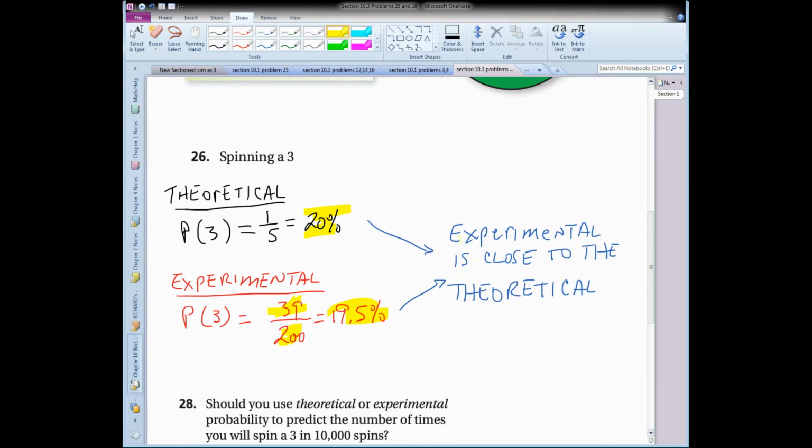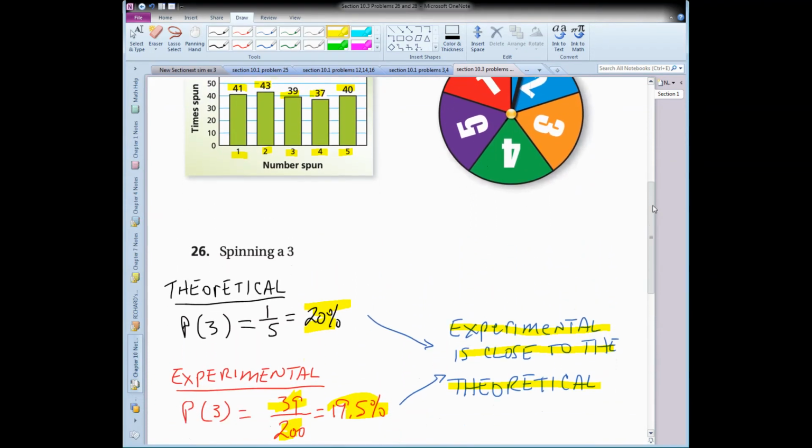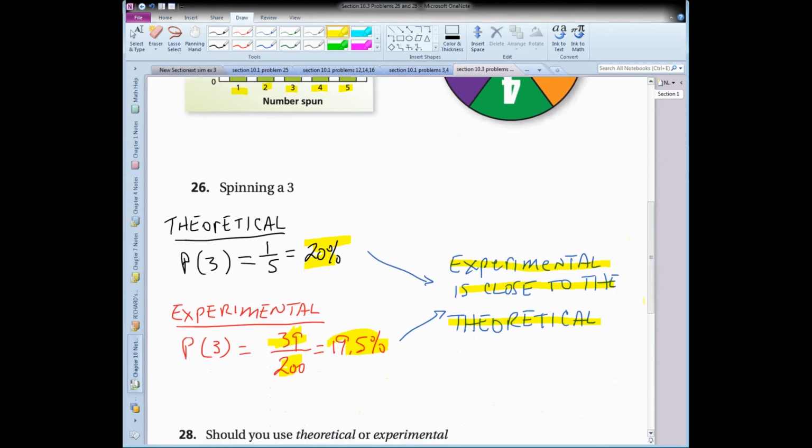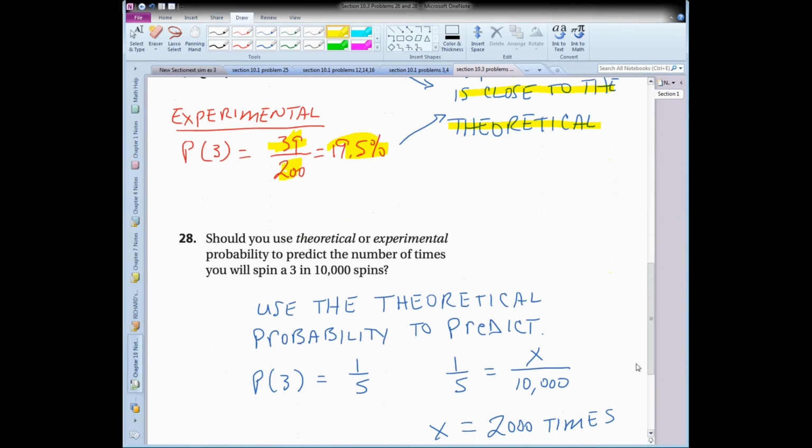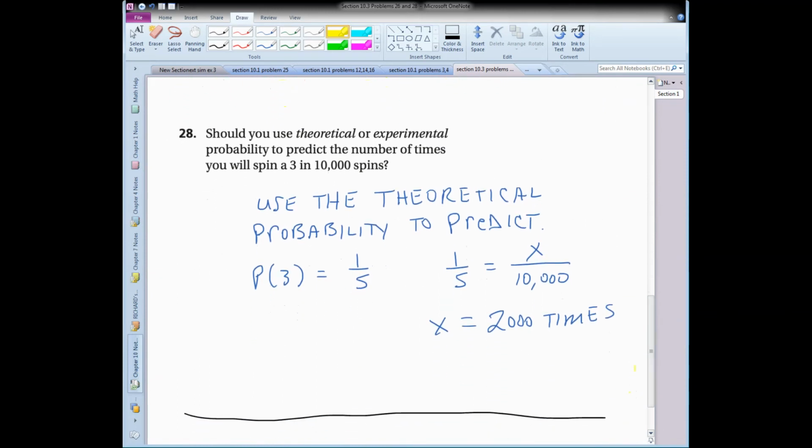All right, so what can I say? Basically, I can say that the experimental probability is close to the theoretical probability, okay? Sometimes it's not, sometimes it is. The more times that you spin the spinner, the closer you will get to the theoretical probability, okay? So number 28, should you use the theoretical or experimental probability to predict the number of times you will spin a 3 in 10,000 spins?